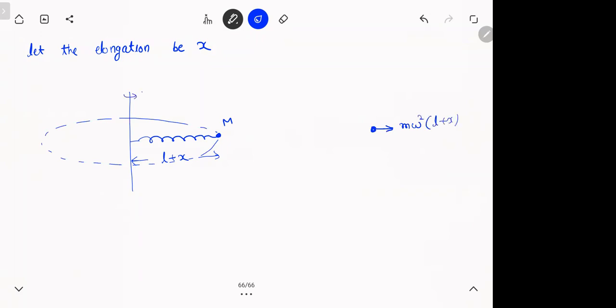Why am I using m omega square? Because omega is given in the equation. If speed is given, I'll use mv square by r. And the spring force. So if the spring is stretched by x, how much force will it exert? Kx, no? It will be balanced. Where is observer? Observer is standing on this. So Kx is m omega square L plus x. Take out x common. You get m omega square L by k minus m omega square.